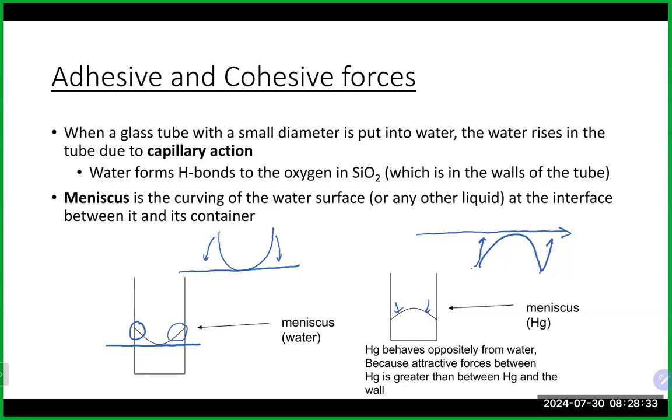So in the cases where we have adhesive forces greater than cohesive forces, we will see that rising of the liquid, for example, through capillary action, giving us something like a meniscus. And if we have cohesive forces that are stronger than adhesive forces, we can get a meniscus that heads in the opposite direction. Any questions on that?